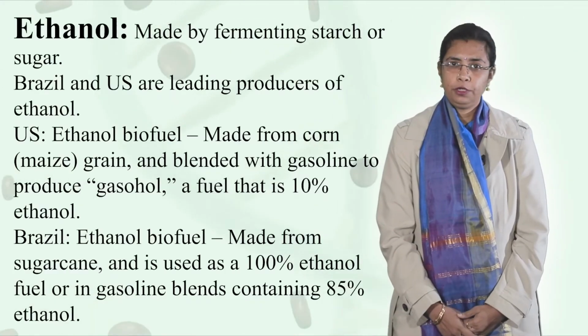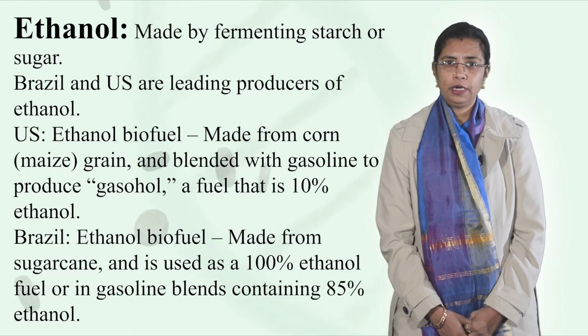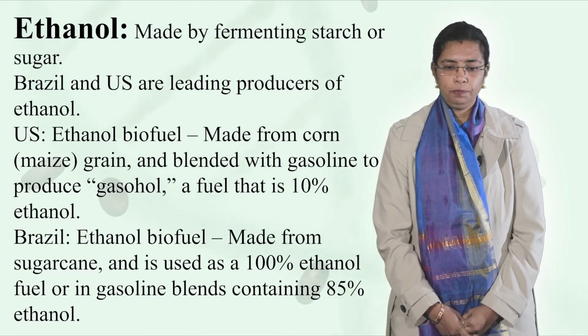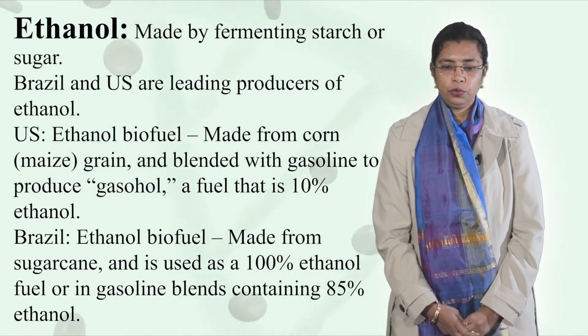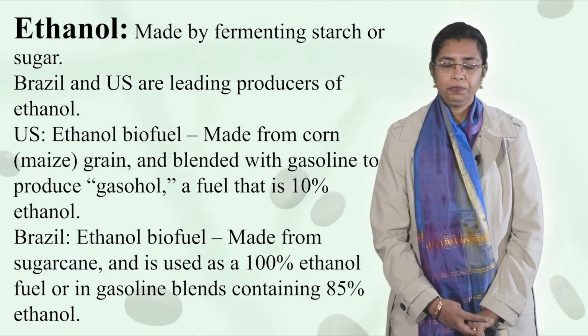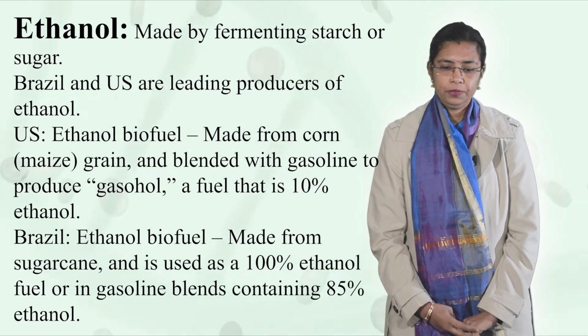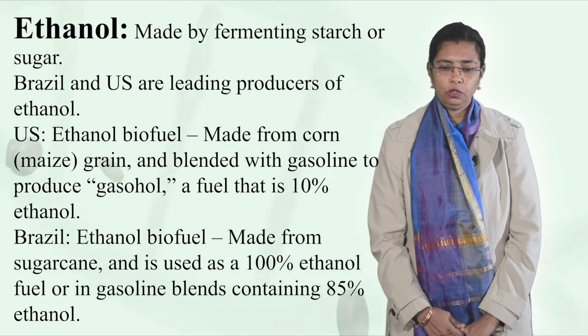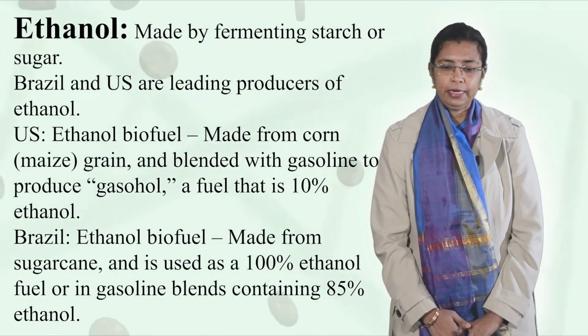So, how is ethanol produced? It could be by the fermentation of starch and sugar. Brazil and the US are the leading producers of ethanol. In the USA, the ethanol biofuel is made from corn maize grains and it's blended with gasoline to produce gasohol, a fuel that is 10% ethanol. In Brazil, ethanol biofuel is made from sugarcane and it's used as a 100% ethanol fuel, or in gasoline blends containing 85% ethanol. So, ethanol is a good technique, by a simple process of fermentation, and here we can have a good amount of biofuel for running our transport.